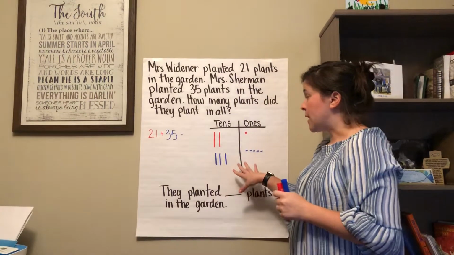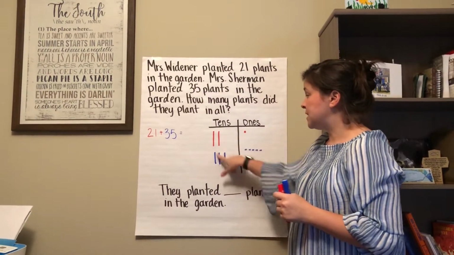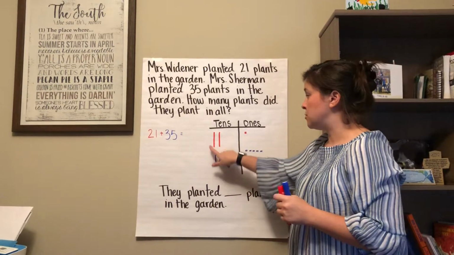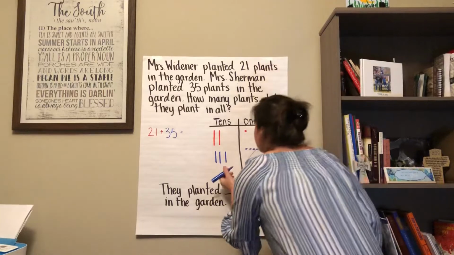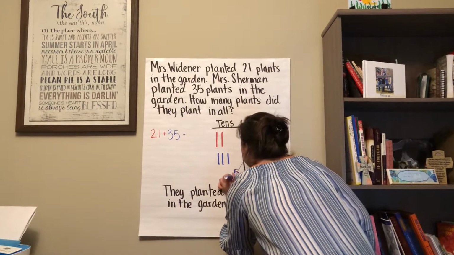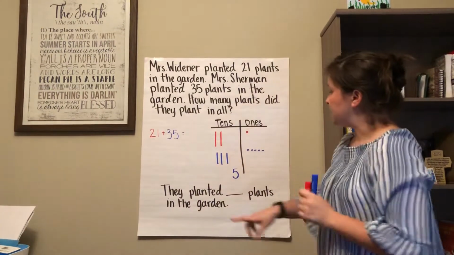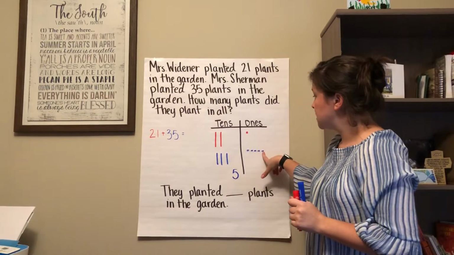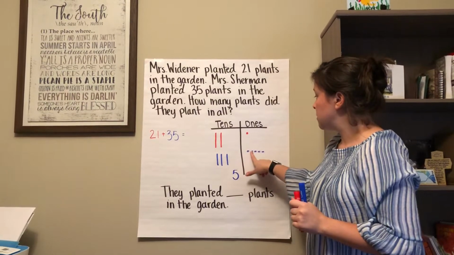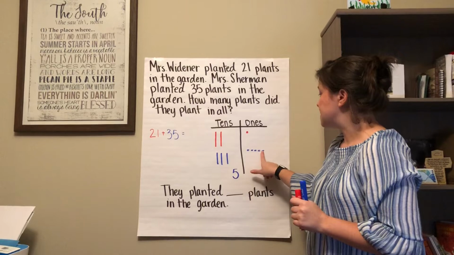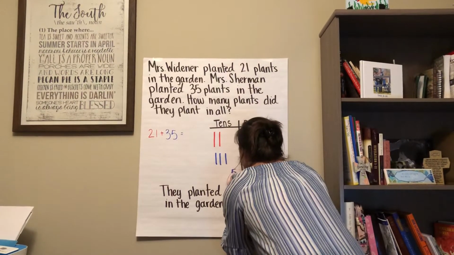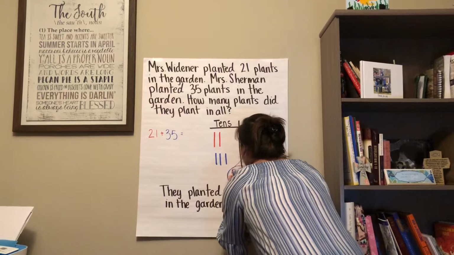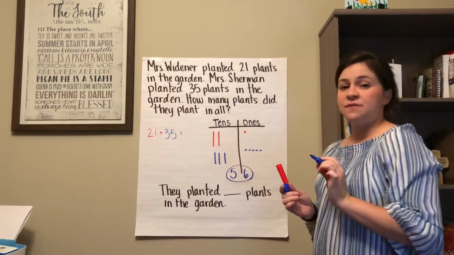Now when we do it this way, we're going to count how many tens we have. So we have 1, 2, 3, 4, 5. So I'm going to write my 5. Okay. And then if we look in our ones place, we have 1, 2, 3, 4, 5, 6. So I'll write my 6. So my answer is 56.